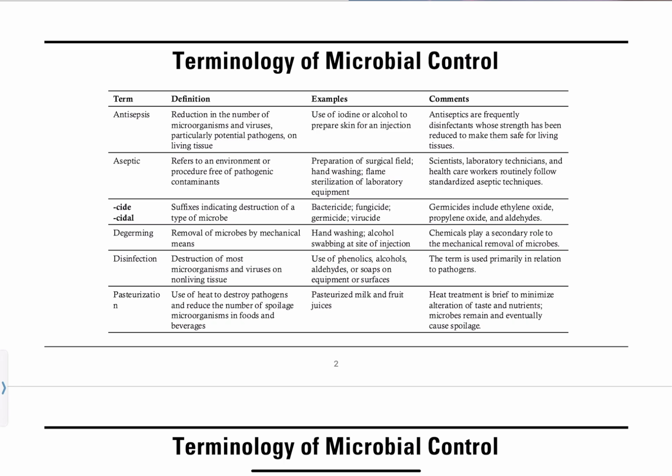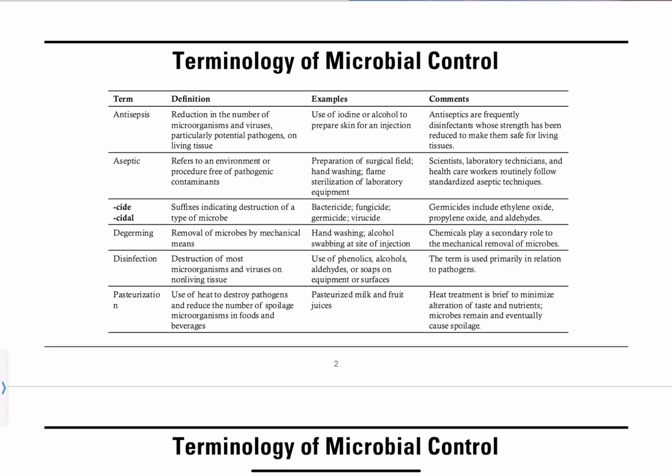If we're using the term aseptic, this can describe procedures or environments. If we're talking about an aseptic environment, a good example is a surgical field. If we're talking about an aseptic procedure, well, you do that in lab all the time. When you flame sterilize your loop before you transfer bacteria to a media, that's an example of aseptic technique, which you should know. We also have two important suffixes, so we have side and sidal.